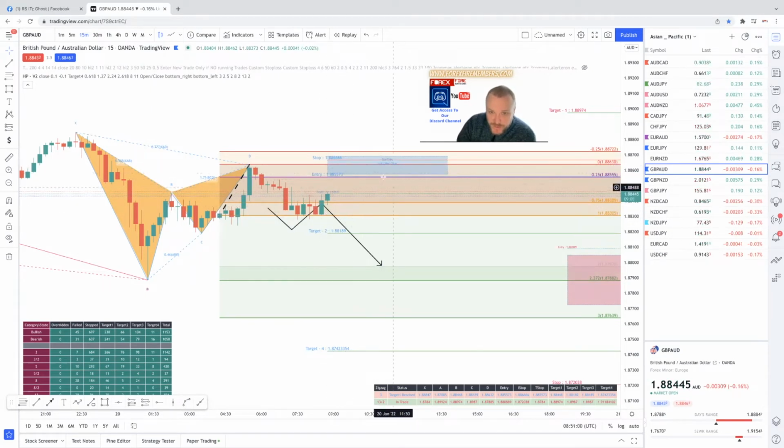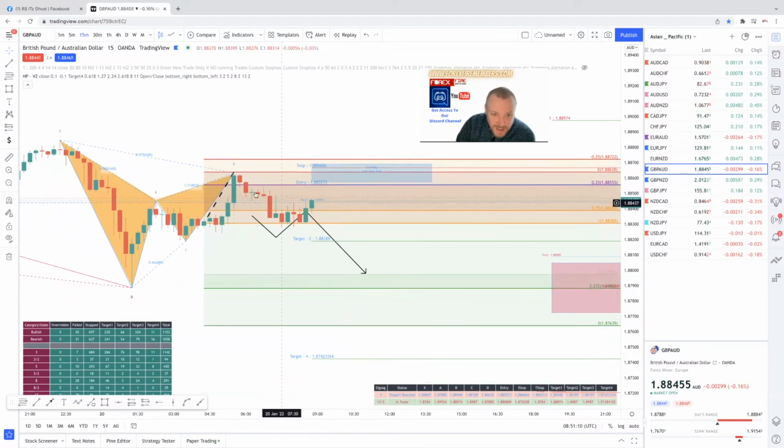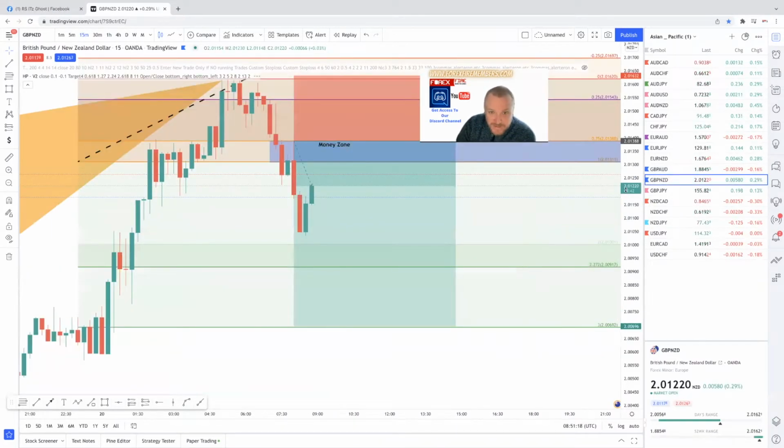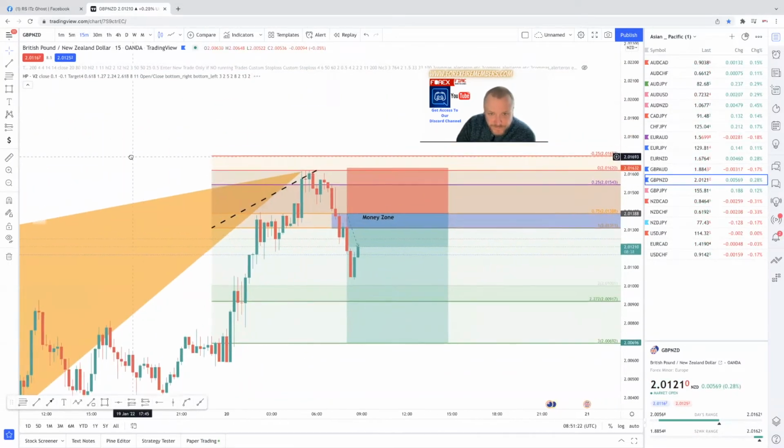At the moment, it's retracing into the area of what would be known as the anti-pattern. It's a Gartley. It's an anti-Nen Star. So again, it hasn't come to mitigate out of the area that I'm waiting for it to retrace back to, the money zone. The GBP NZD, this more or less did it instantly for us this morning.